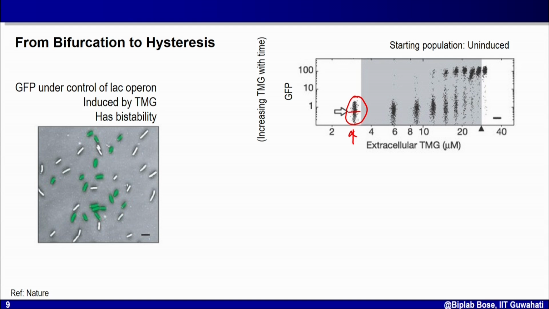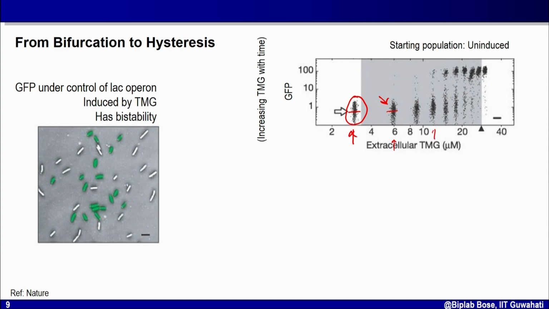Now, after some time, they increase the amount of TMG in the system to 6 micromolar and allow the system again to reach a steady state. Then I get these data. Still, on an average, the steady state value of the GFP is at a lower steady state value. They kept on doing it.